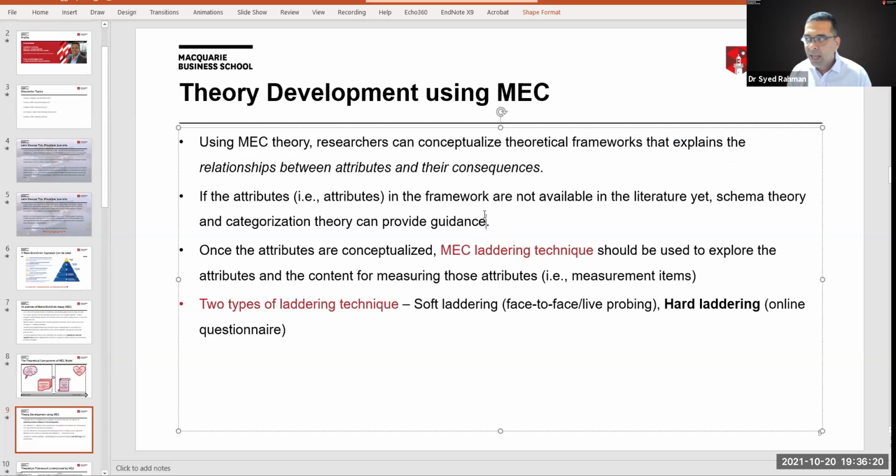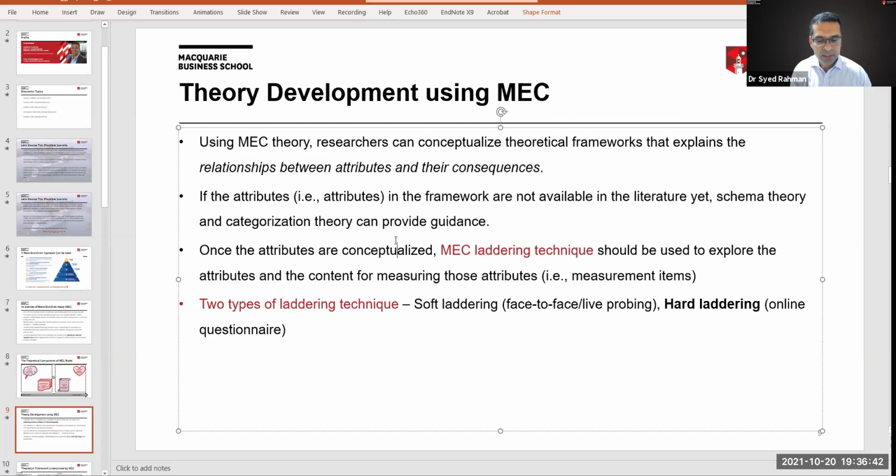And for that, if your research is underpinned by means-end chain theory, then the recommendation is that you collect your qualitative data using the means-end chain laddering technique. So now we are going into the laddering part of it. So far, it was theory.